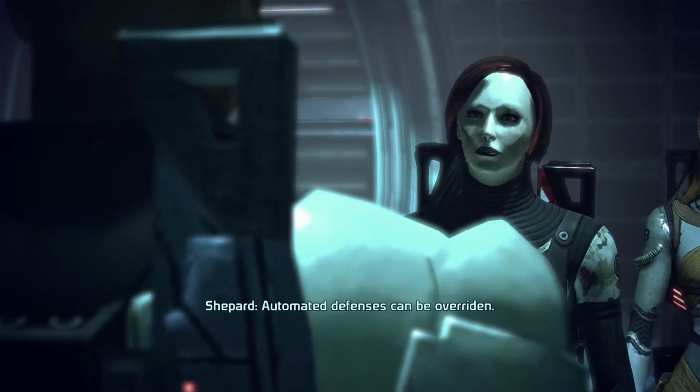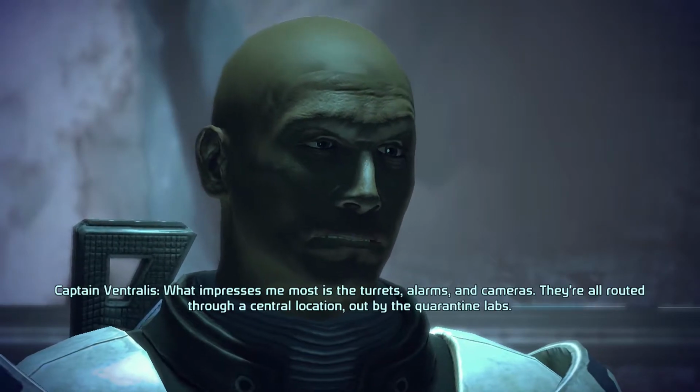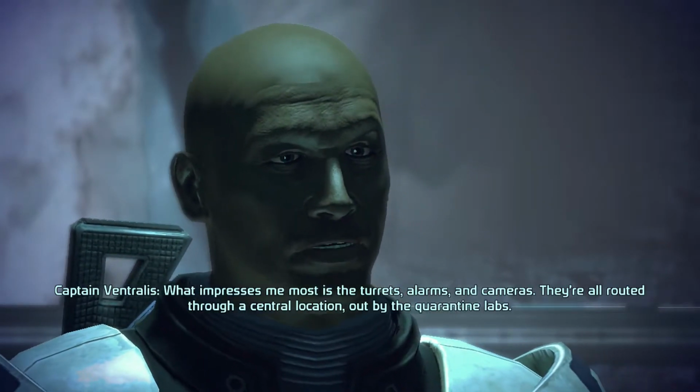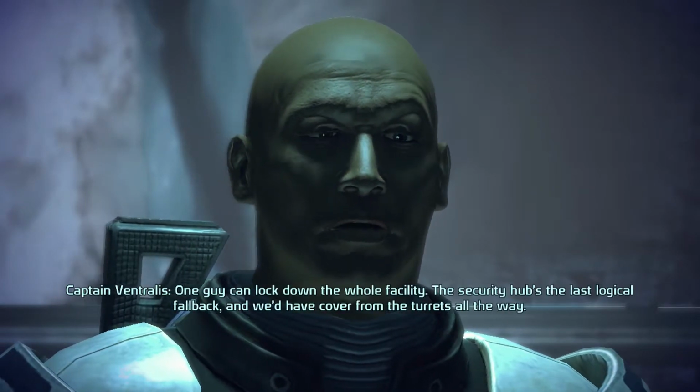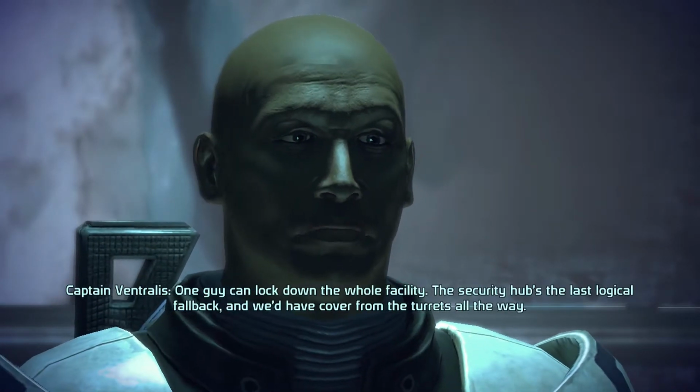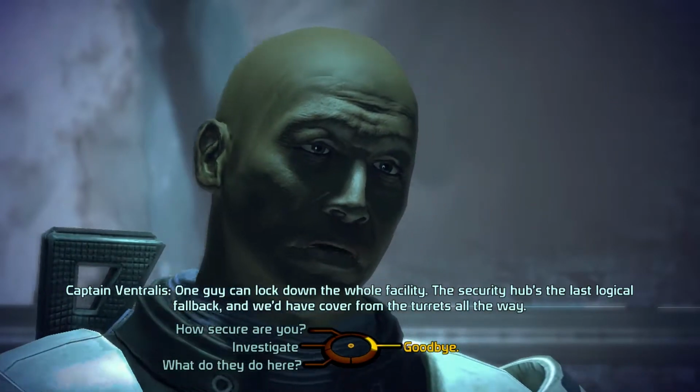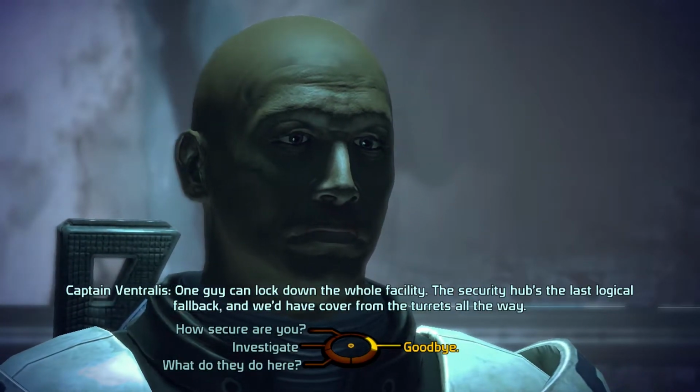Automated defenses can be overridden. What impresses me most is the turrets, alarms, and cameras. They're all routed through a central location out by the quarantine labs. One guy can lock down the whole facility. The security hub's the last logical fallback, and we'd have cover from the turrets all the way.